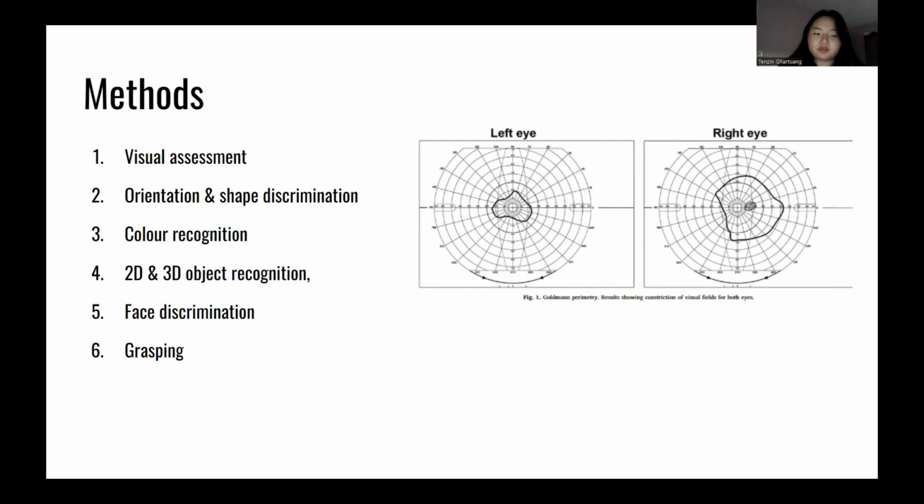For face discrimination, he was presented with 2 faces and he was asked to guess if it was the same or different. And for number 6, for grasping, he was presented with 5 rectangles with the same surface area but with different widths, and he was asked to pick it up with his thumb and forefinger and also guess the width of the rectangle, which he couldn't do as well.